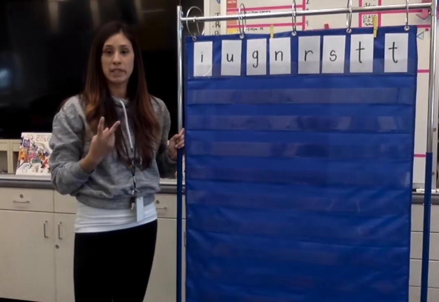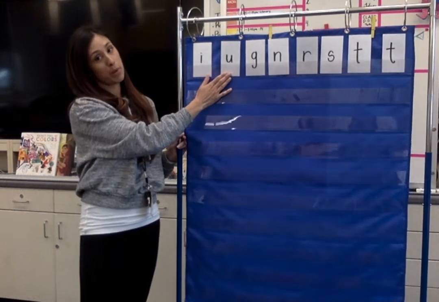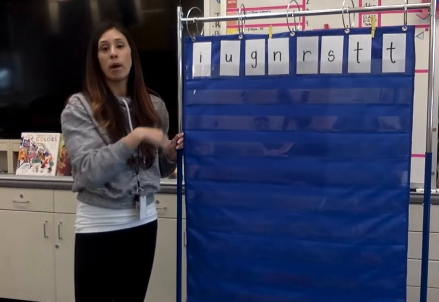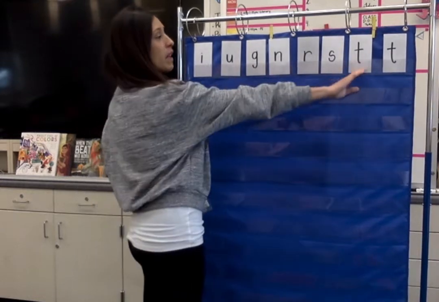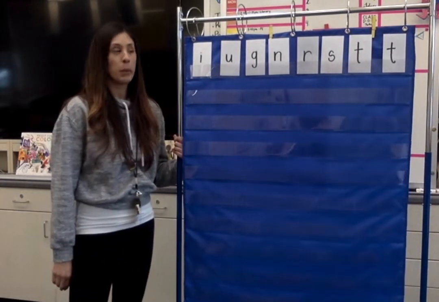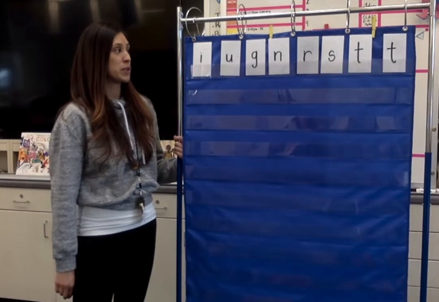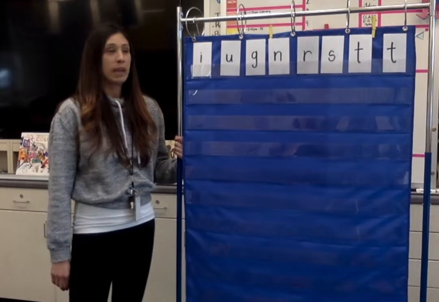We've got two vowels this week. Yours probably printed off yellow. Mine are just white, but our two vowels this week are I and U. The rest of the letters are consonants. Okay, so we're building around those two vowels this week.